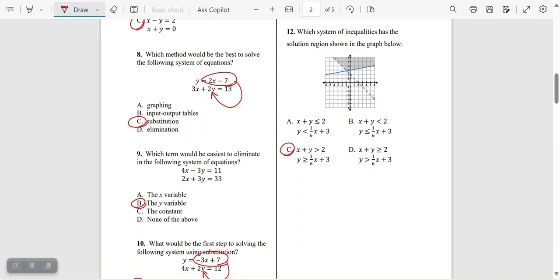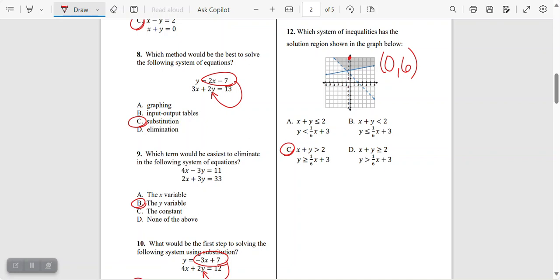Which system of inequalities has the solution region in the graph below? So there's a couple of methods here. You could pick a point in that shaded region. Let's say something kind of simple like 0, 6. You could plug it into the different inequalities and see which option that ordered pair works in for both of the inequalities. That is going to be letter C.